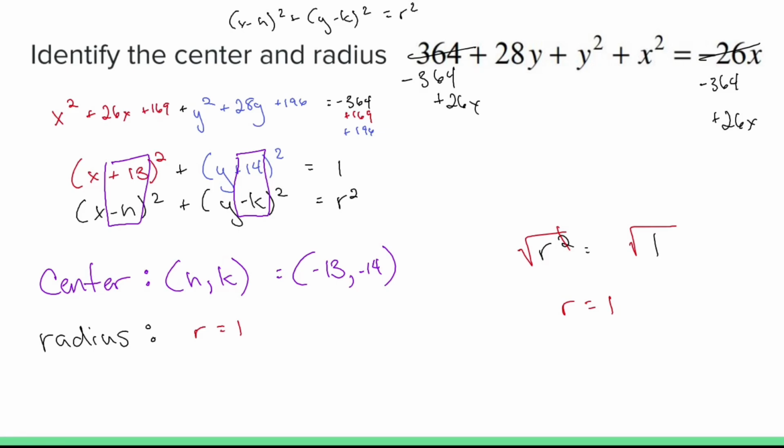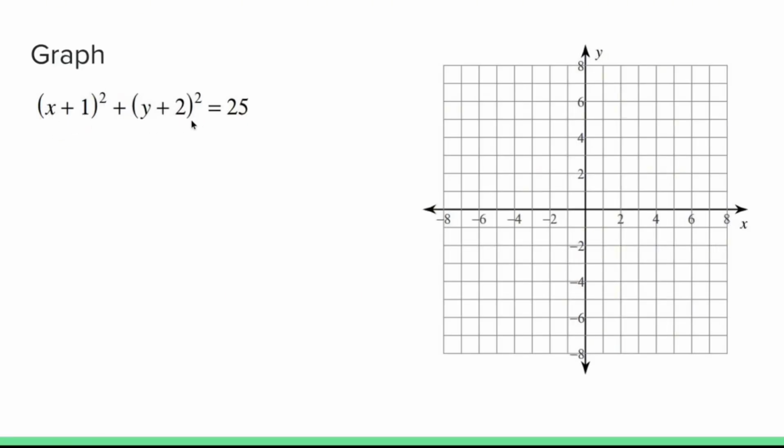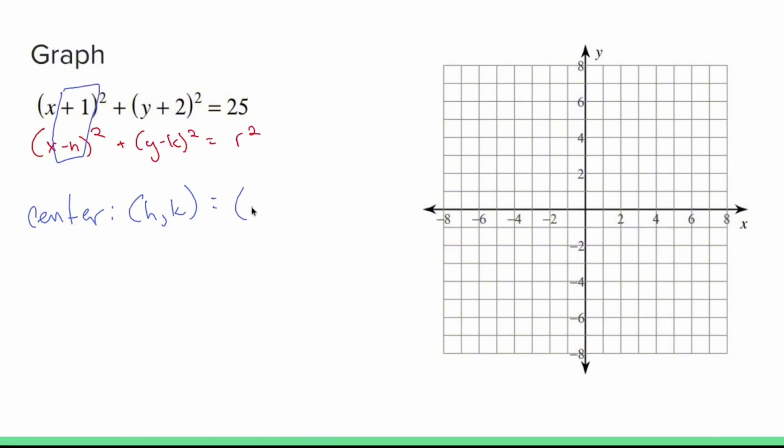Please, you won't. Graph (x + 1)² + (y + 2)² = 25. This is a circle, because it's in this form: (x - h)² + (y - k)² = r². Now the center of my circle is going to be (h, k). So if negative h is positive 1, then positive h is negative 1. And if negative k is positive 2, then positive k is negative 2. So my center lives right here.